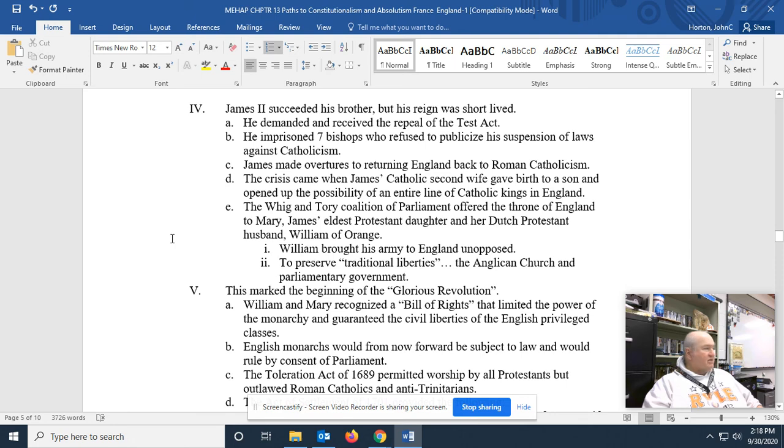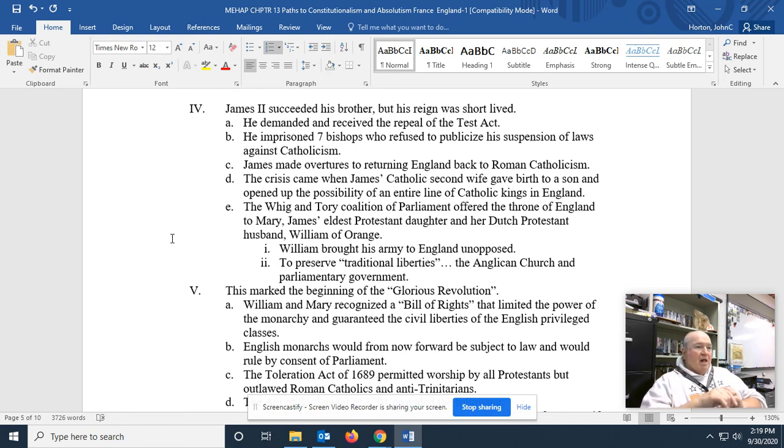All right, James II succeeded his brother, but his reign was short-lived. He demanded and received the repeal of the Test Act. And see, James II by this time is an old guy. I mean, really old. And most of Parliament was like, we've got to put up with a Catholic. All right, he's old. He'll just die. And then we'll be rid of him and we'll find a Protestant ruler and it'll be okay again. That's what they thought.